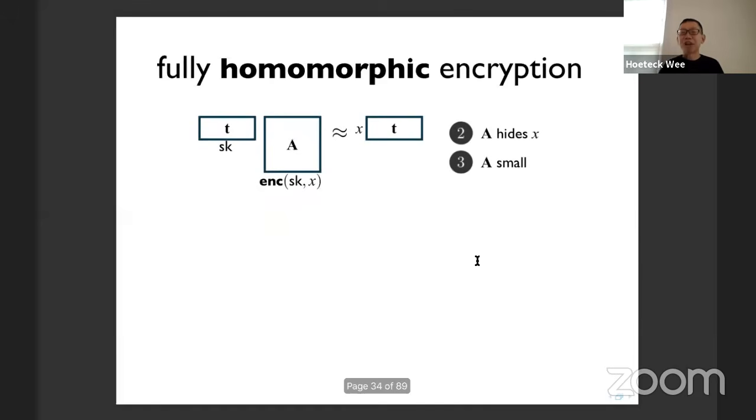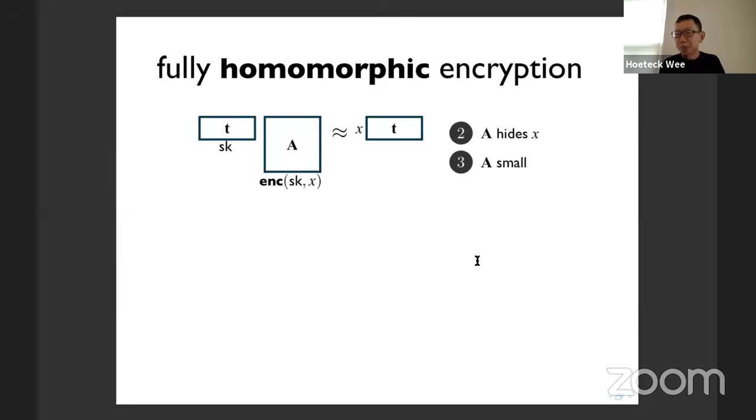So what have I done so far? Basically, I have given you a template to build a fully homomorphic encryption scheme. What does the template say? The template says I need to come up with the following. I need to come up with a distribution for secret keys, which are row vectors T. I need to come up with random small matrices A with the property that T times A is close to X times T. That's the first basic requirement, sort of a generalization of the eigenvector approach to this approximate setting.